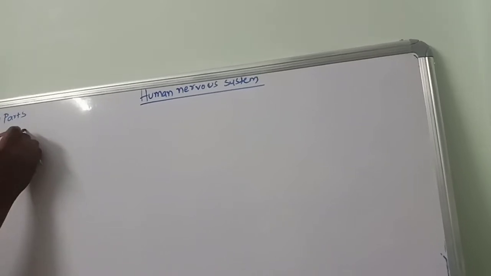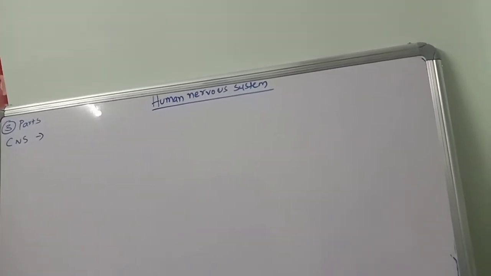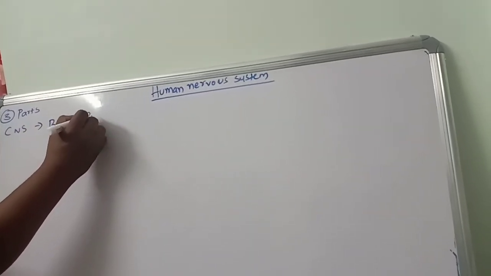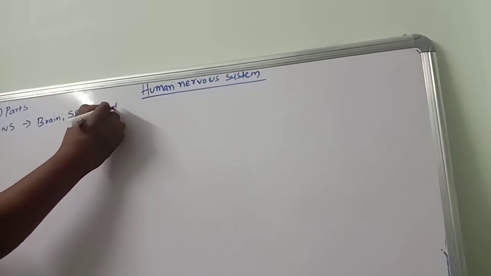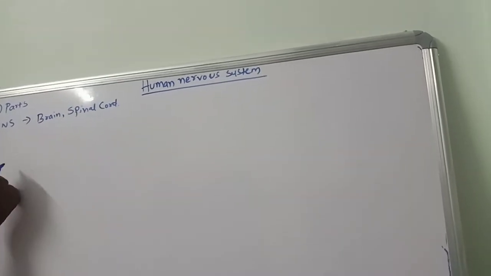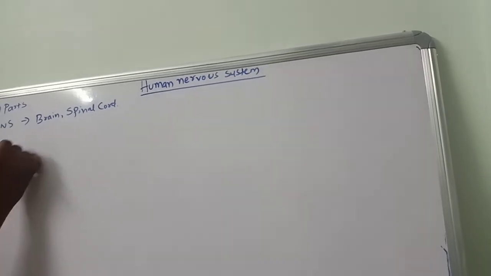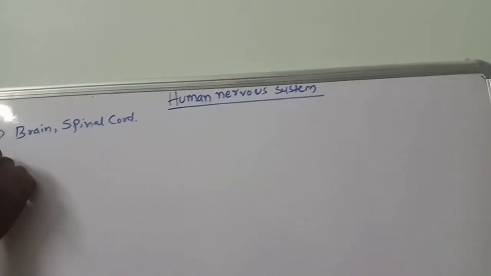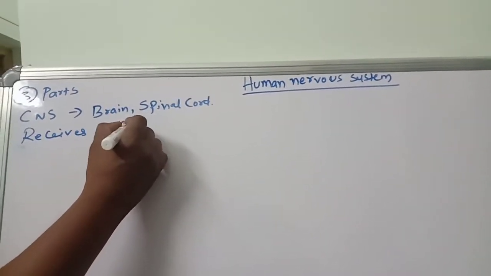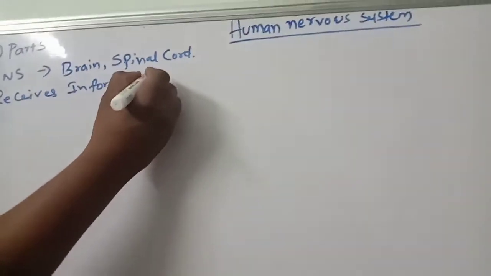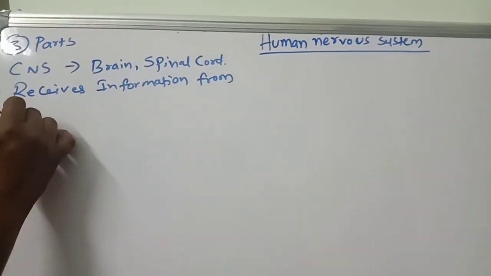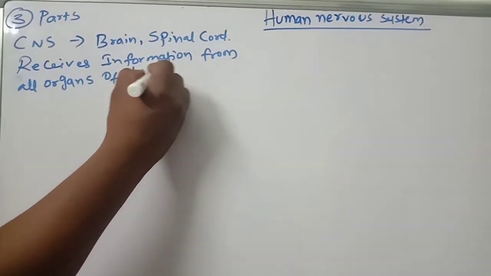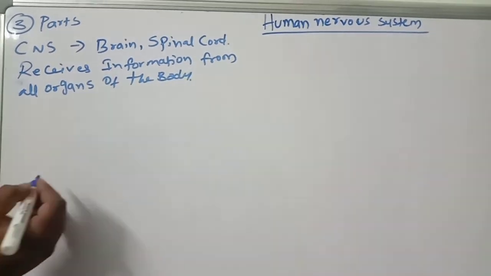Number one is CNS, the central nervous system. It consists of the brain and, as you know very well, the spinal cord. The brain receives the information from all organs of the body. This one you have to remember, all organs of the body. This is important.